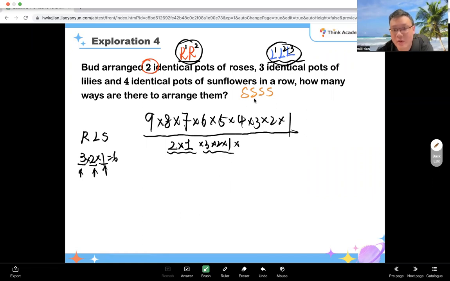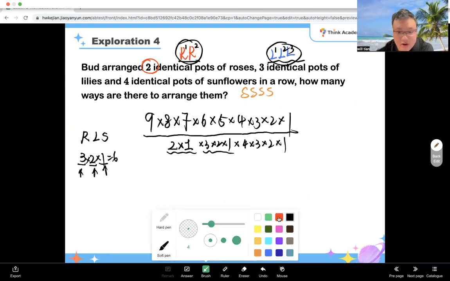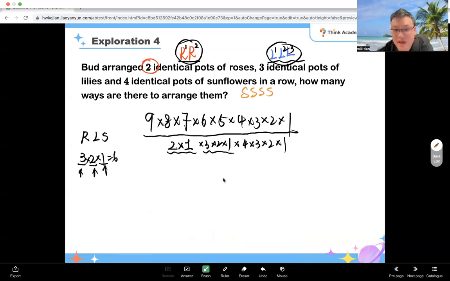And then as for the sunflowers, they're all the same, right? So the number of duplication that we have will be 4 times 3 times 2 times by 1. That's it. And now you just do the calculation, you'll find how many different ways there are without any duplication, right?